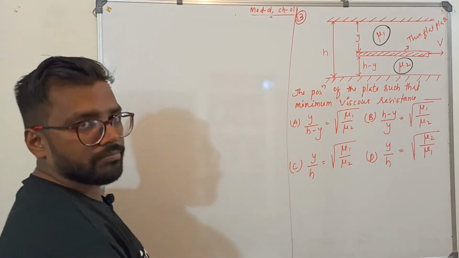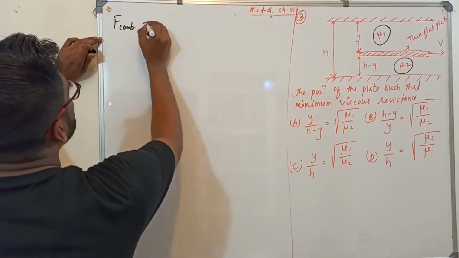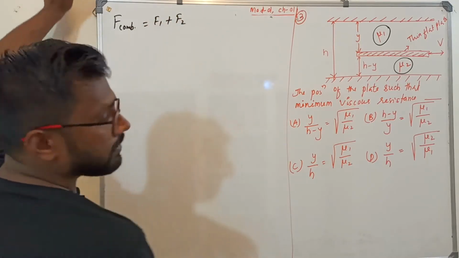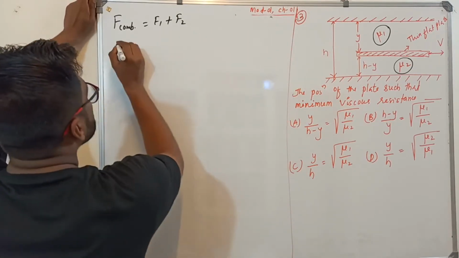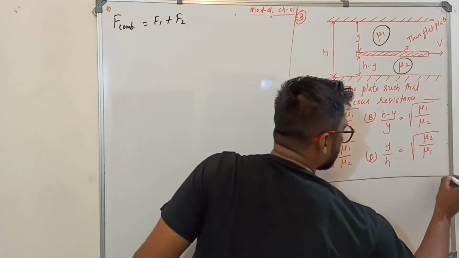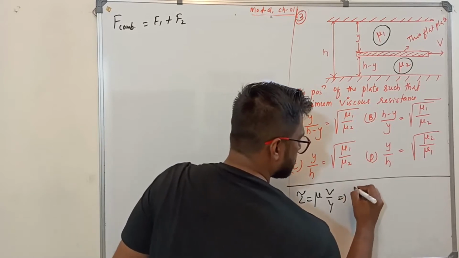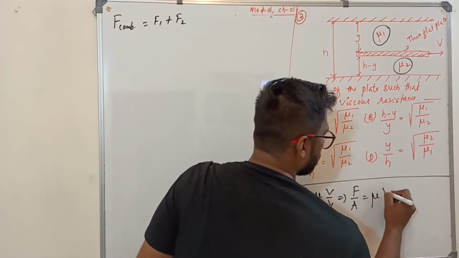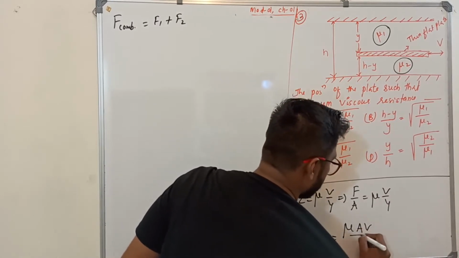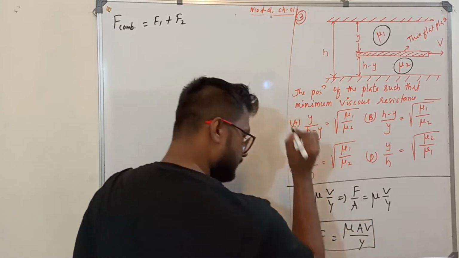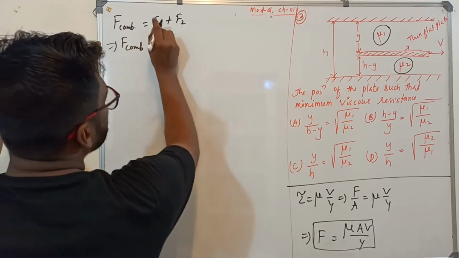So now let us solve the problem. The combined resistance, F combined, is nothing but F1 plus F2, the shear force because of the first fluid and the shear force because of the second. Just a quick recap for you. What is tau? Tau is equal to mu V by Y. Shear stress is shear force per area, mu V by Y. Then what is your shear force? Shear force equals mu A V by Y. This is your shear force. So what will be your F1? This implies F combined is equal to F1 plus F2.